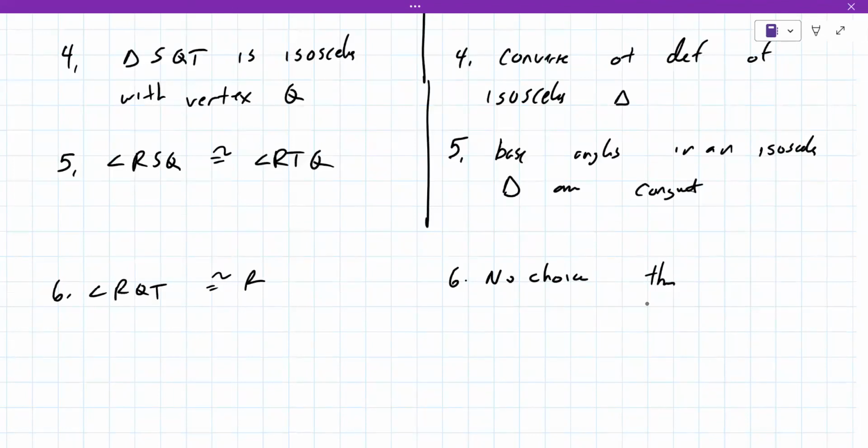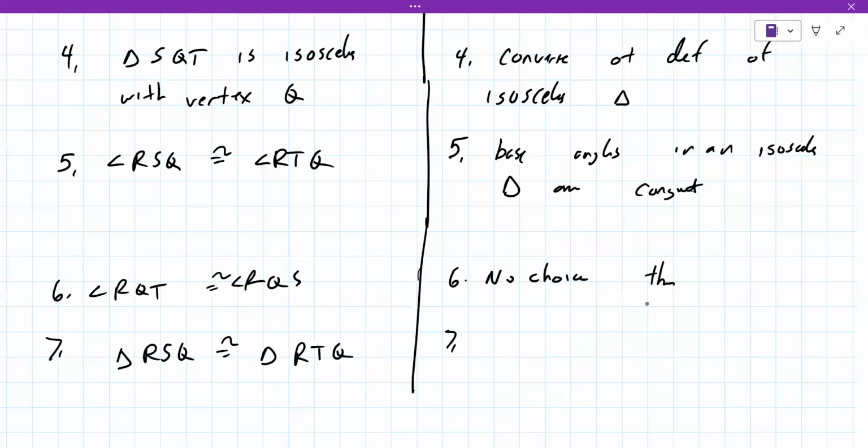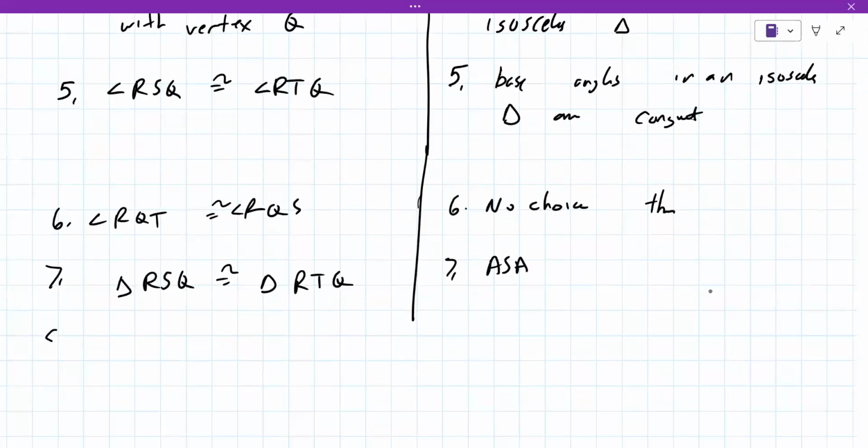And then you can say that the triangles are now congruent. You've got to do the order right here. Triangle RSQ is congruent to triangle RTQ by the angle side angle theorem. And then we can say by corresponding parts of congruent triangles are congruent, that SR is congruent to TR.